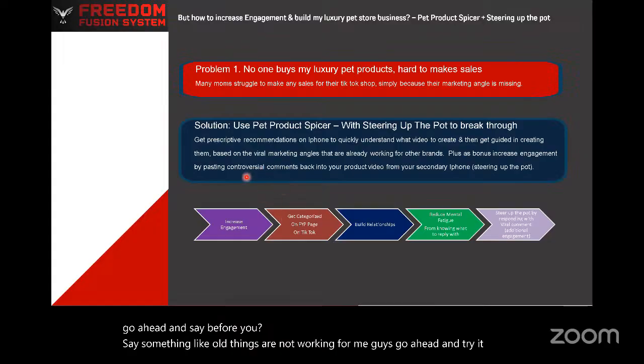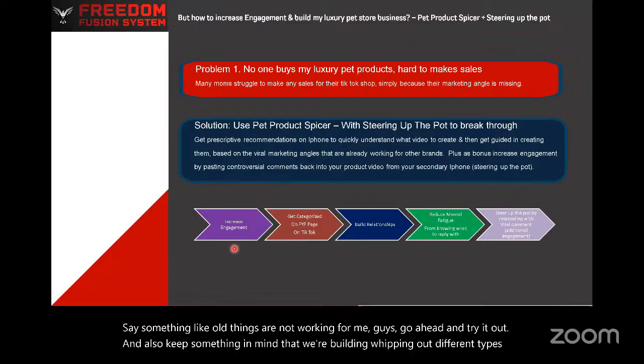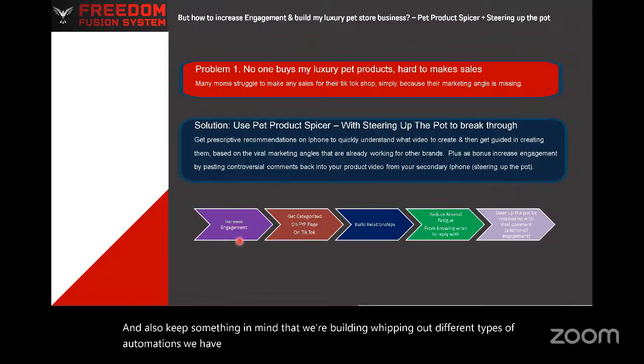And also keep something in mind. We're rolling out different types of automations. We have the iPhone engagement machine, we have the Buy Spice Social Blaster.